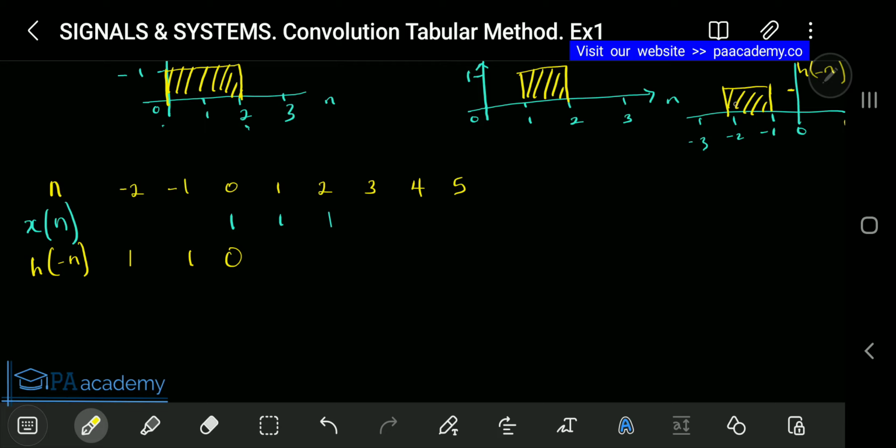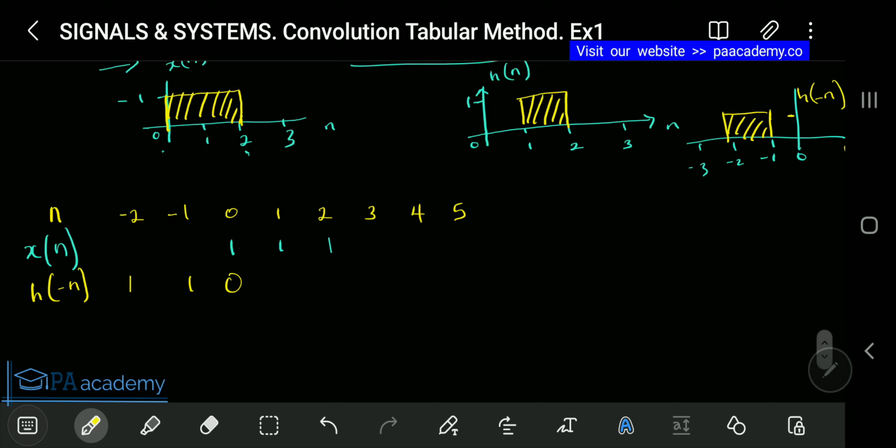So at -2, after we've mirrored it, we are having an amplitude that is 1. I'm still saying the same thing. Don't forget, when we mirror it, the amplitude would still be the same. So the amplitude is 1, just like the one here. Then at -1, the amplitude is 1. At 0, there's no amplitude, that's why it is 0.